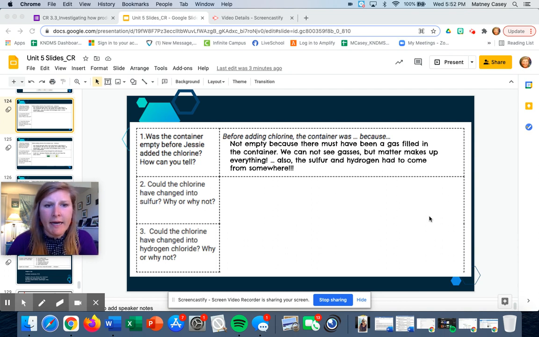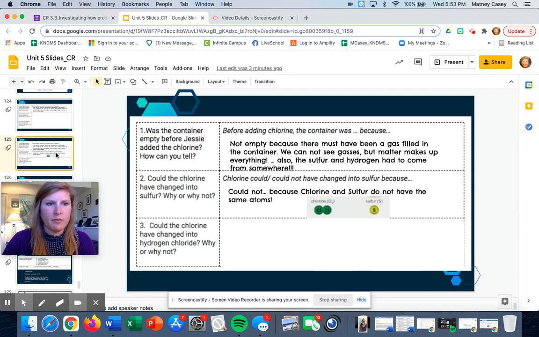Question one was asking, what was the container filled with before Jesse added the chlorine? And how can you tell? We know that the container was not empty, because due to the law of conservation of mass, there must have been a gas in the container. We cannot see gases, but matter makes up everything. Also, sulfur and hydrogen on the product side had to come from somewhere. So, we know the atoms had to come from somewhere. It definitely was filled with something. We just don't know what.